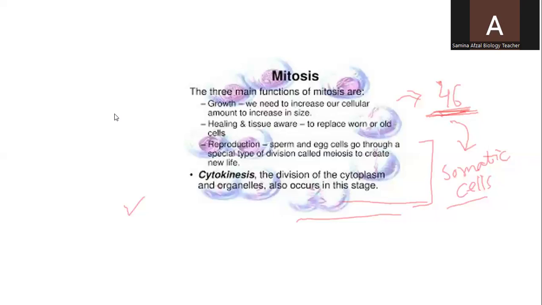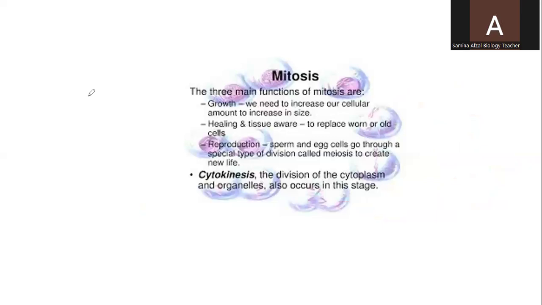Now, the importance or the significance of mitosis, the three main functions. Number one, growth. We need to increase our cellular amount to increase in size. And when we grow, our body needs more cells, so the cell divides by mitosis. In this way, the number of cells is increased, and our body is growing. Number two, healing and tissue repair, to replace worn or old cells. So our body needs to replace the worn or old cells. By the process of mitosis, it happens very easily.